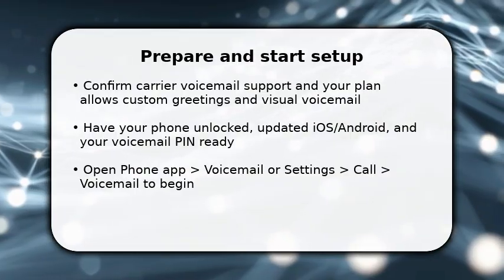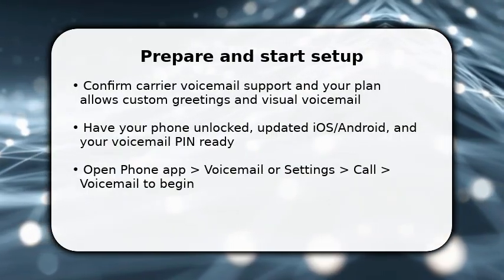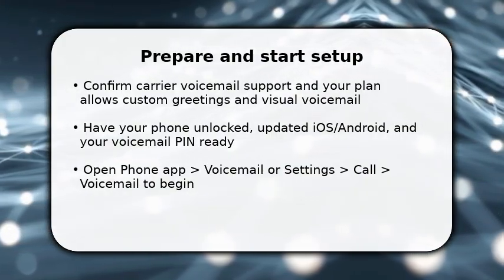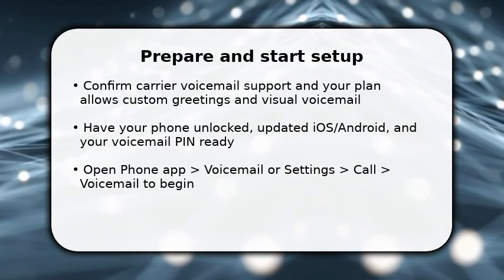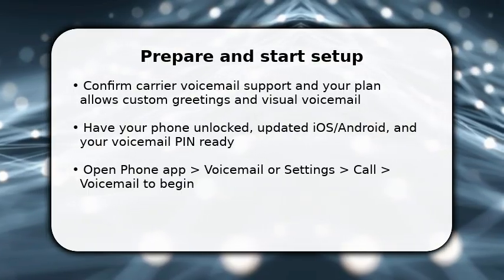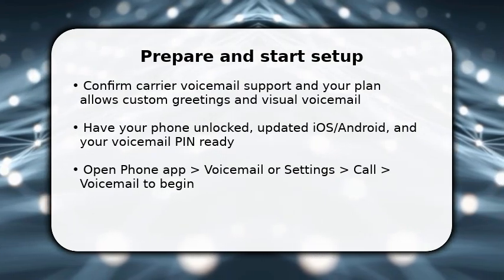Next, open the phone app and go to voicemail, or open settings, then calls, then voicemail. This is where you'll set the default. You're not just changing sound, you're linking the device to the carrier mailbox, so perform each tap deliberately to avoid misrouting. Now you'll configure the core settings and greetings.